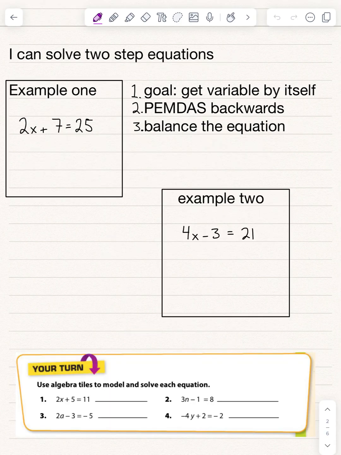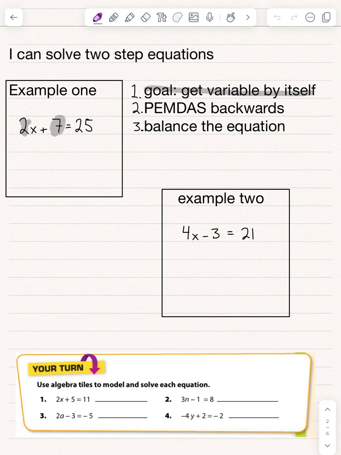All right, let's get into it. Our first example is 2x plus 7 equals 25. All right, so when I'm solving two-step equations, the goal is always to get the variable by itself. So I see x in this equation, I want to get x by itself. To get x by itself, I have to get rid of this 2 and this 7.